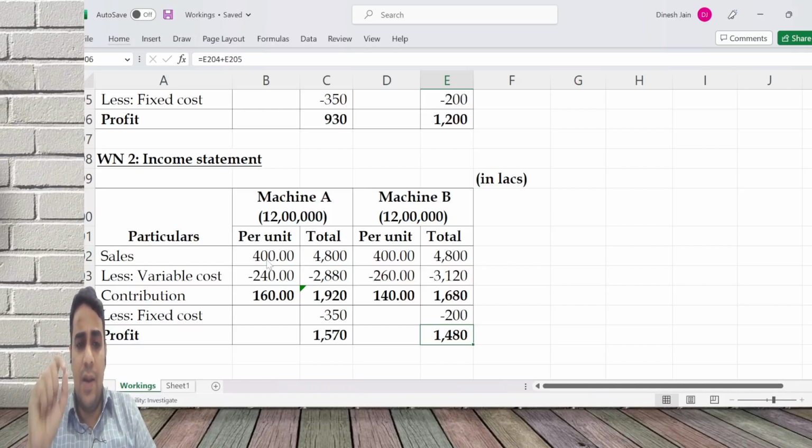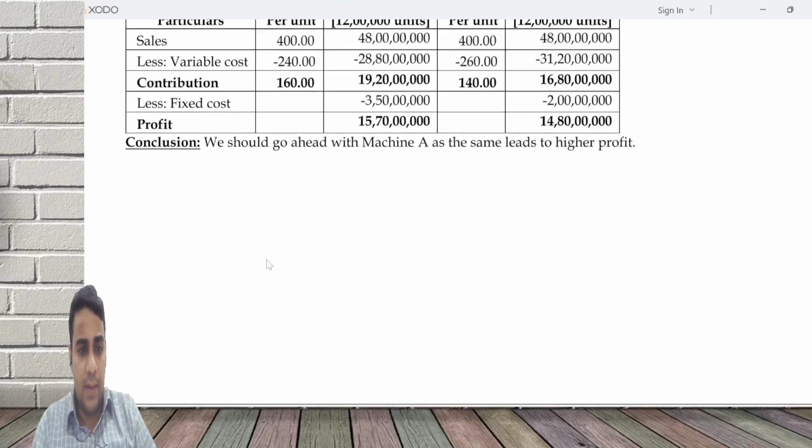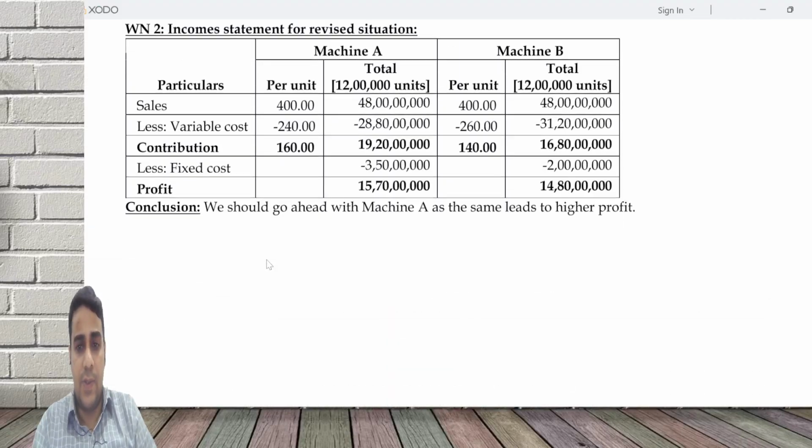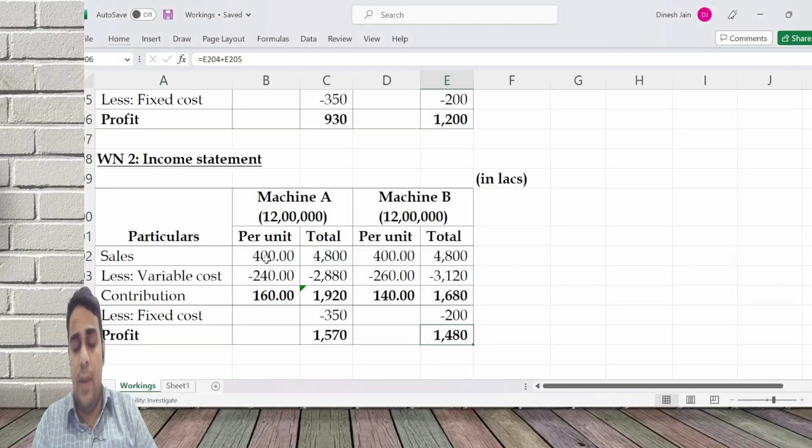With this, the marginal costing part is over, I think. There was one error in the question. Please correct that.